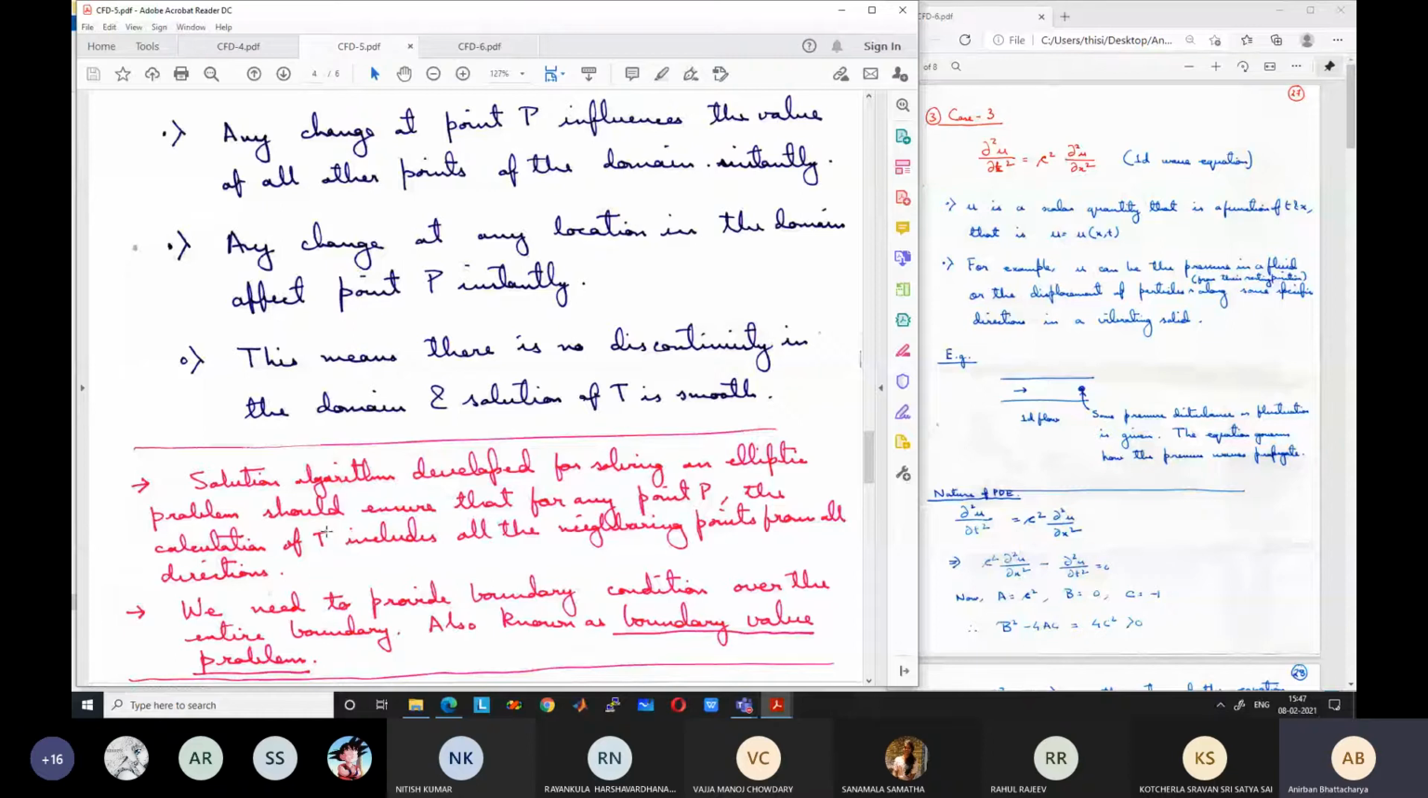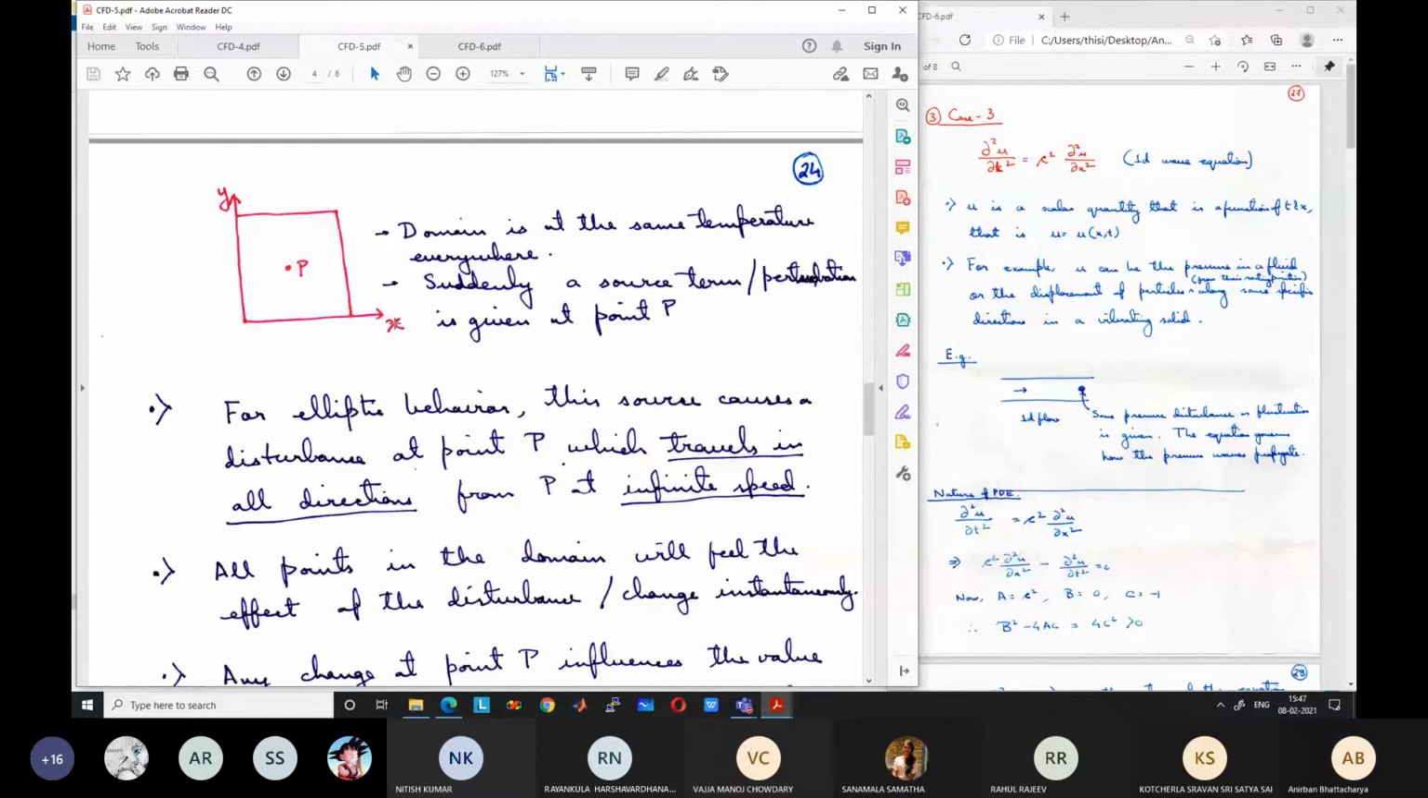Any questions on elliptic equations? You should study this material after each class. Is everything clear about elliptic equations? Yes, sir. Fourier heat conduction is an elliptic type of equation, where an immediate change occurs everywhere; any change causes an immediate change at another place.